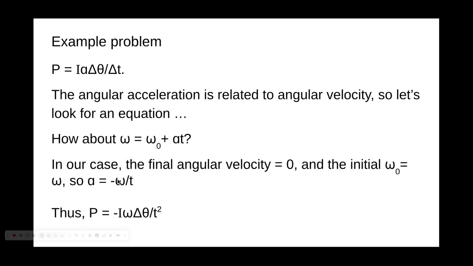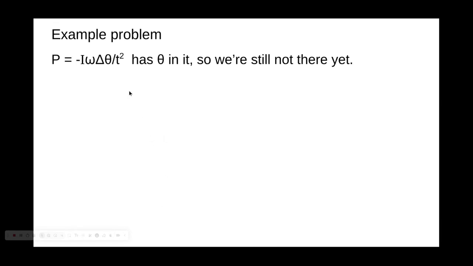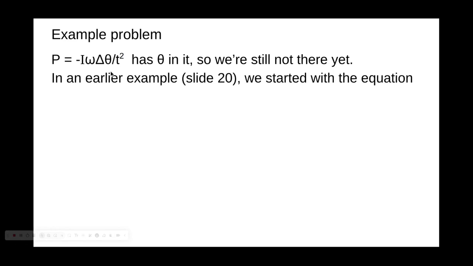But anyway, if we put that in for alpha into our equation up here, we now have I, omega, delta theta, negative, divided by time squared, because this was divided by time and this is divided by time. And I know this says delta t, but it told us that the initial time was 0, and so the final time was t, so delta t is t. All right, so t divided by t times t on the bottom is going to give us t squared. All right, so now we have a good formula, right? Except that it's got theta in it, so we don't want theta, so we're going to have to keep going.